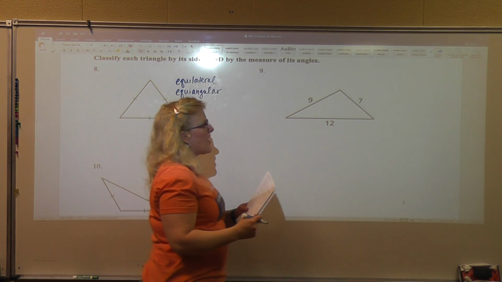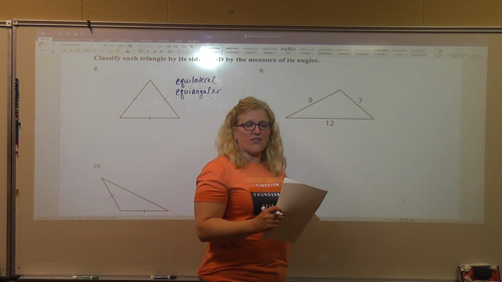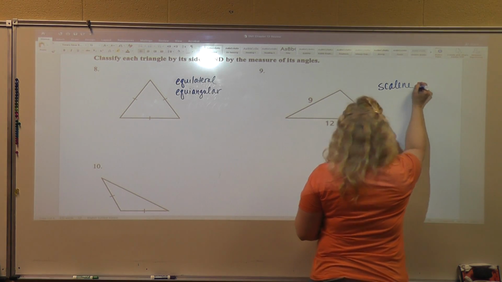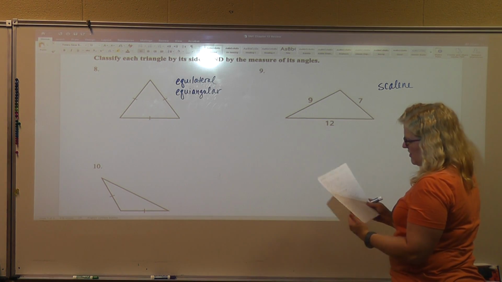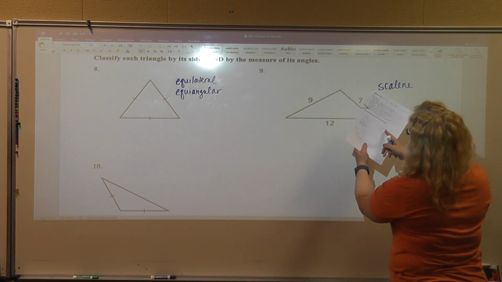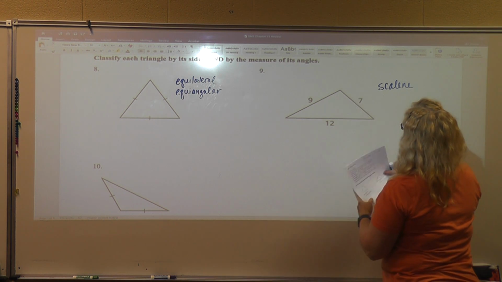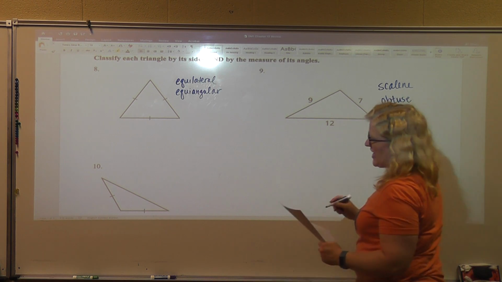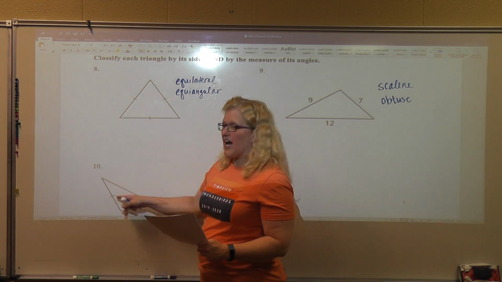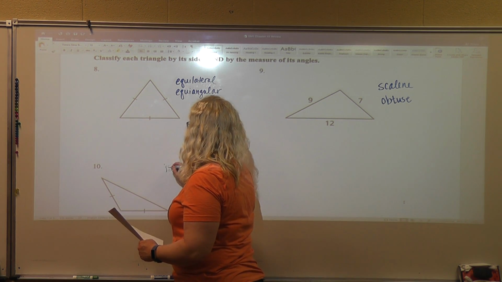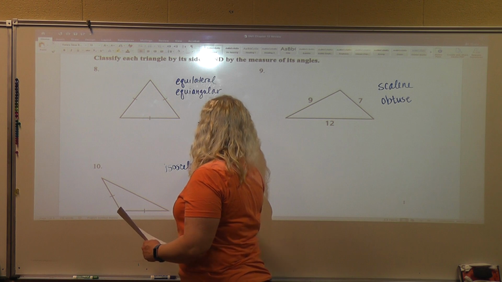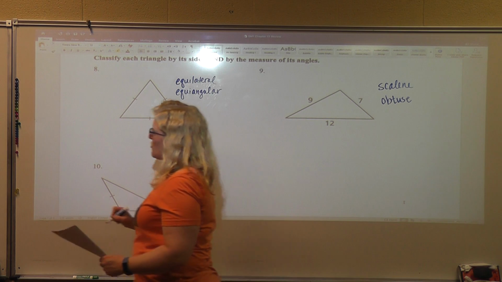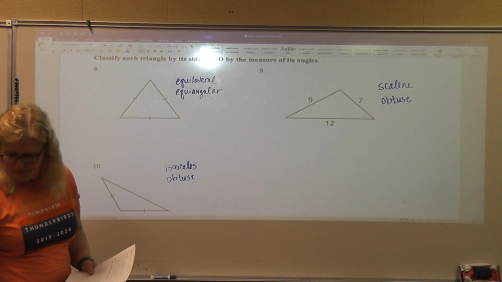So this one over here, we've got 3 different lengths. So that means that this is a scalene triangle, and it's kind of hard to tell on your sheet, but if you look at it, it's really not a right angle. It's just barely obtuse. Okay, and then this one has 2 sides that are the same, so that makes it an isosceles triangle. And this is definitely obtuse. So those are the answers from 8 to 10.